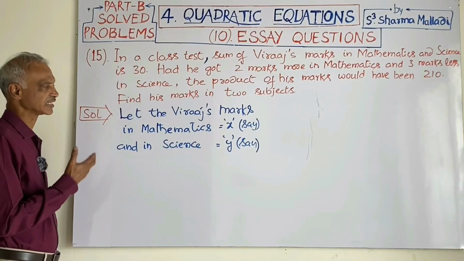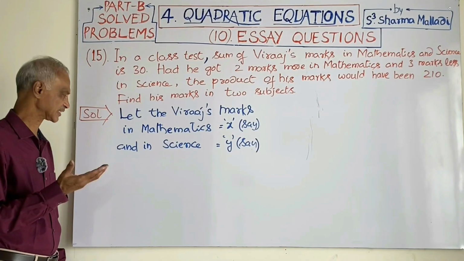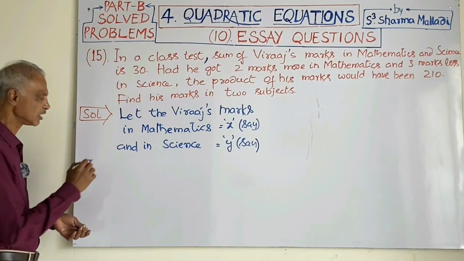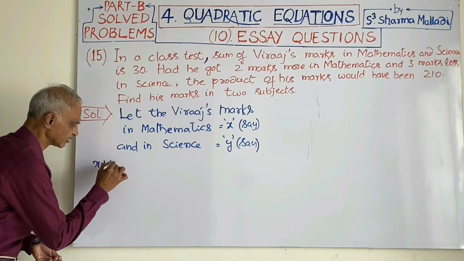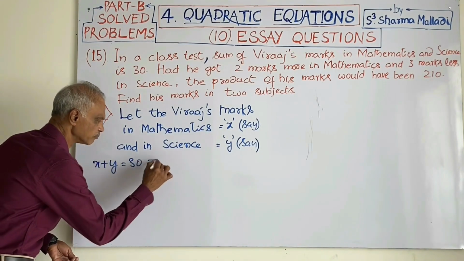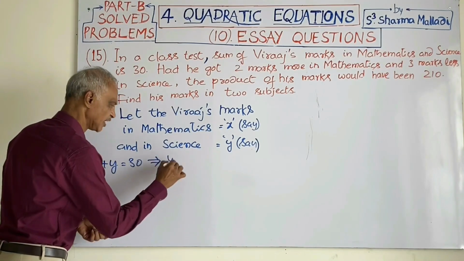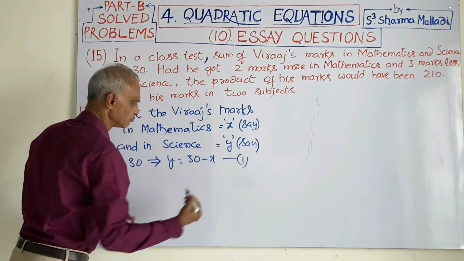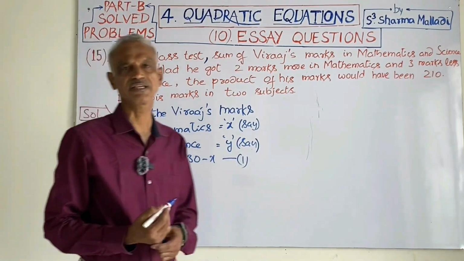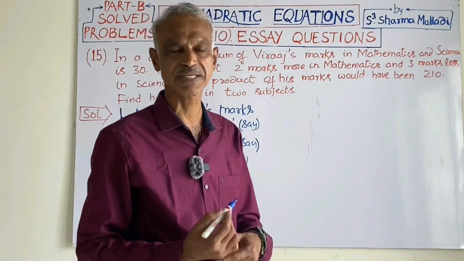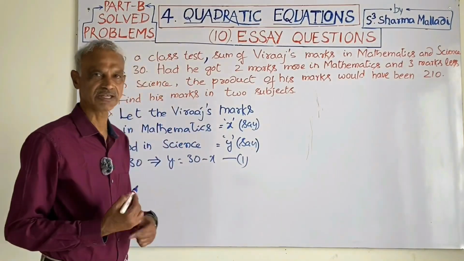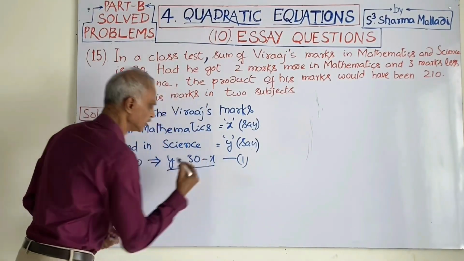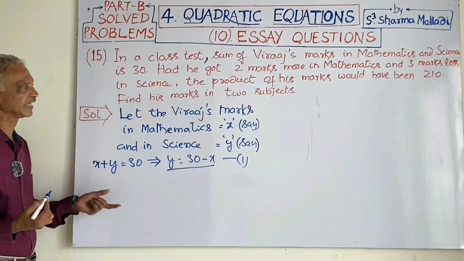Let Virat's marks in mathematics be X and in science be Y. What is the total marks? X plus Y is equal to 30 marks, which implies Y is equal to 30 minus X. So, equation 1. Because the quadratic equation is in the form of X square plus BX plus C, there is no Y. The variable is only X. That's why we have to take Y is equal to 30 minus X.